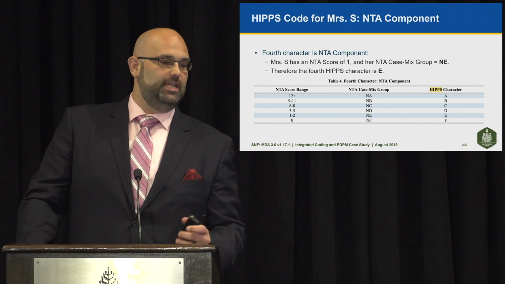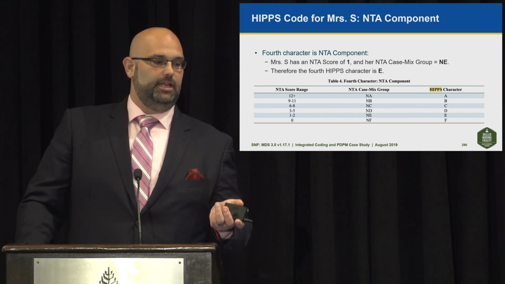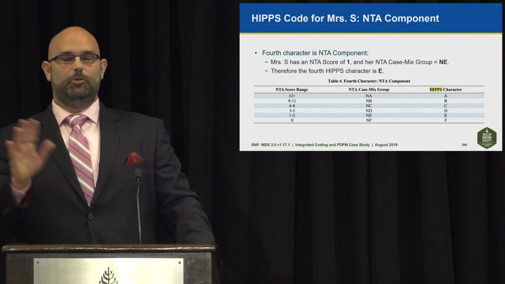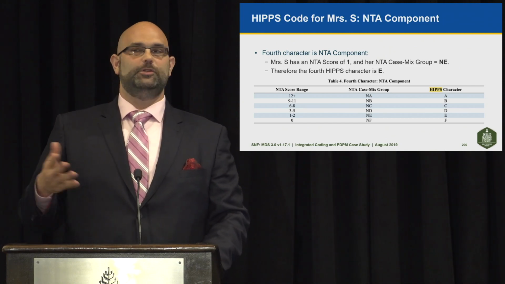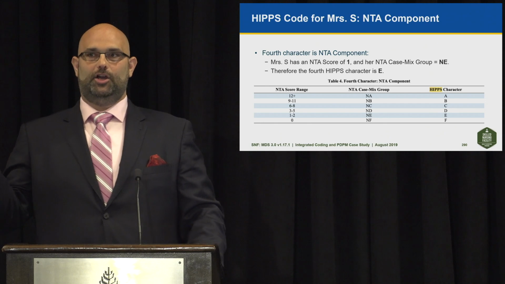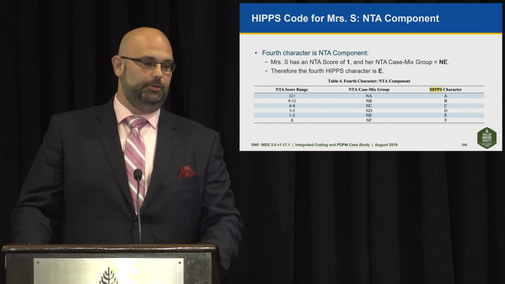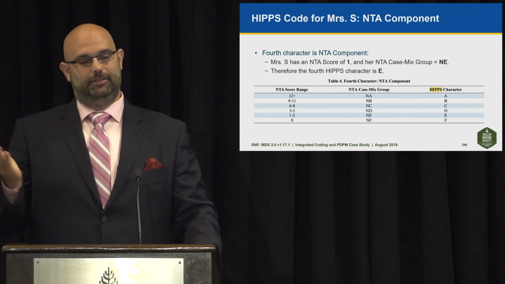Fourth component, which is the NTA component, has an NTA score of 1 or 3, depending on how you coded it, but we'll go with 1 for now. If it was a 1, the group was NE. Again, carve off the N, you get the E. The E is the character you use in the HIPS code. If it was C, you'd use a C.